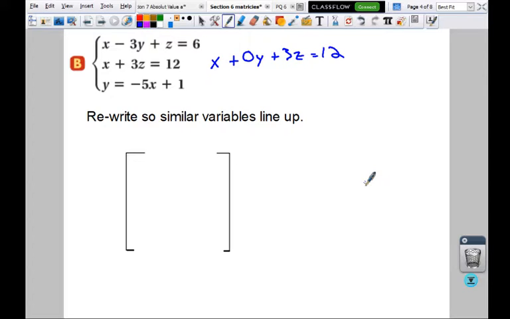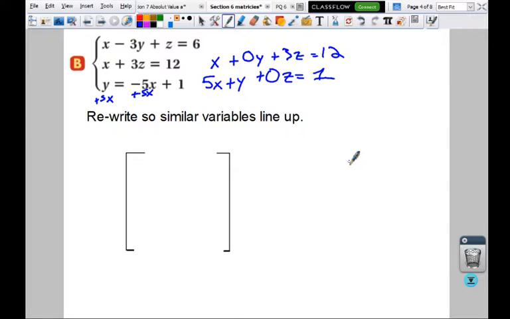And then let's look at this third row here. I have a Y, which is going to be in my second spot, right? But I have this 5x over here. I need to put that 5x on this side. How would I do that? I'm going to add 5x to both sides. And I'm going to get a 5x, and then I have a Y, so plus Y. Do I have any Z's in this one? No. So I'm going to go plus 0Z, and it's going to equal positive 1.